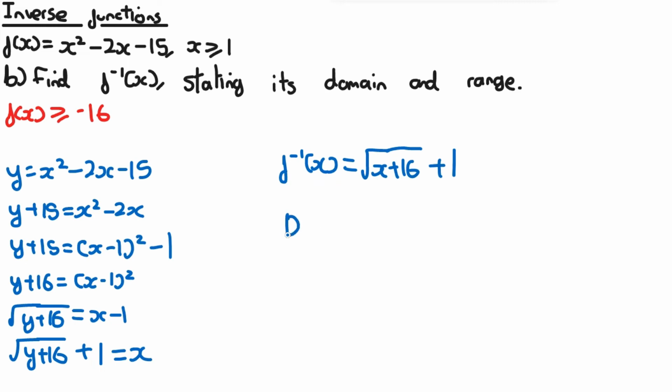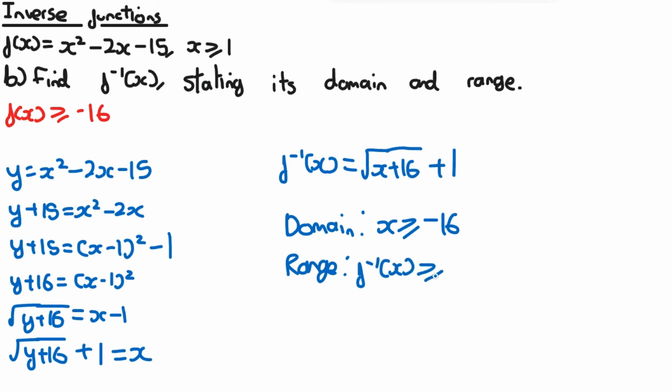So the domain would be the range of f(x), which we figured out to be this. So the domain would be when x is bigger than or equal to -16, and then the range would be the domain of f(x), which is when x is bigger than or equal to 1, so therefore the range is f⁻¹(x) is bigger than or equal to 1.